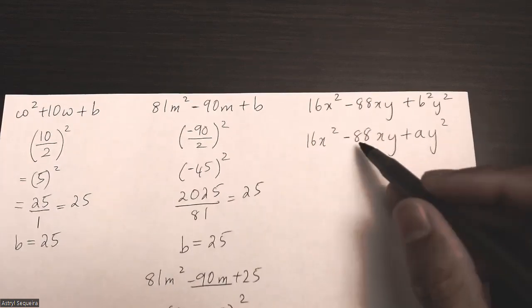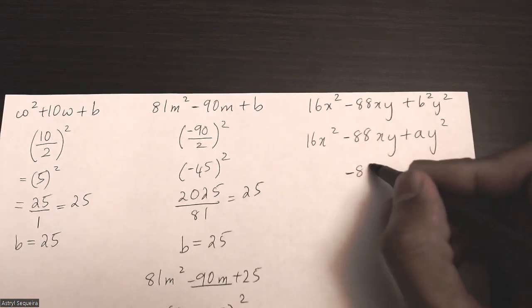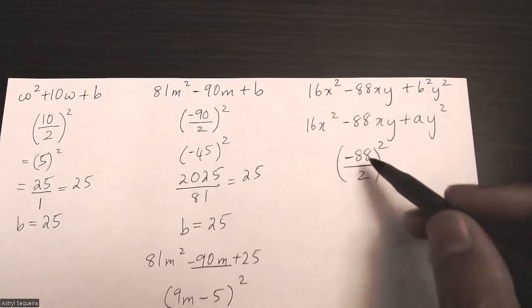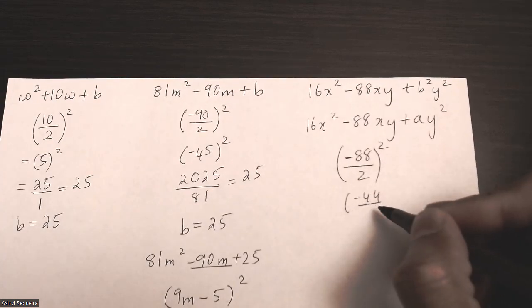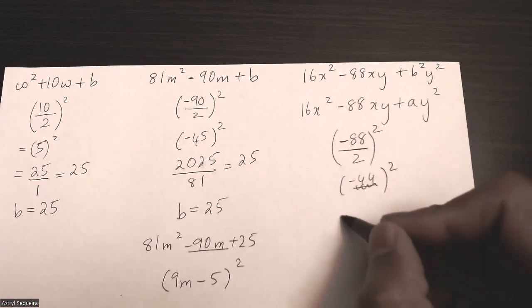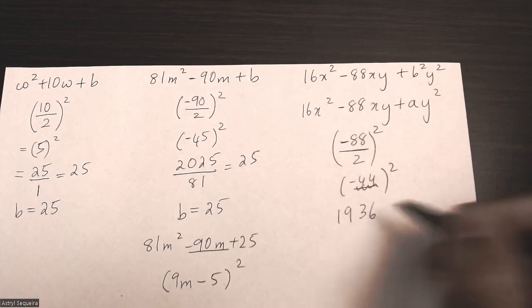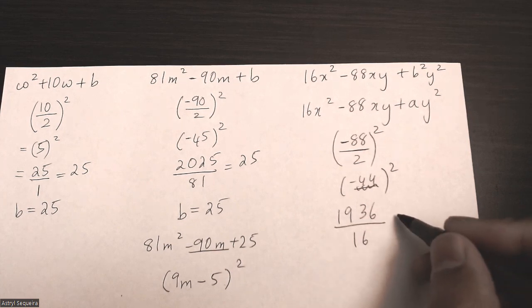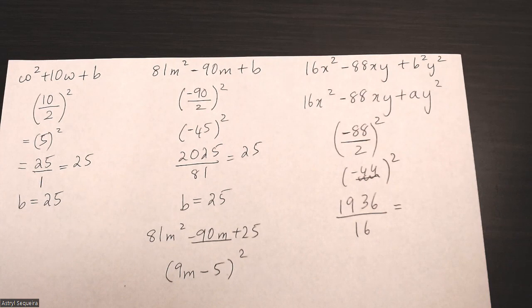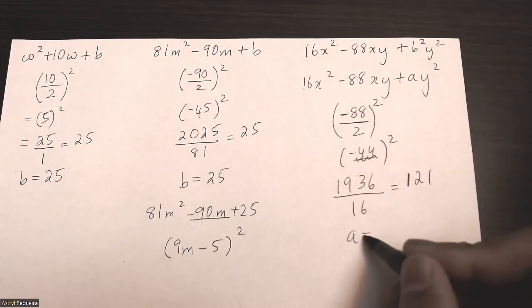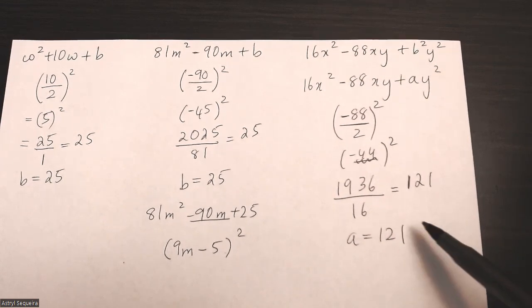So the methodology is exactly the same. I want to take the middle term, negative 88. I want to divide it by 2, and I want to square this. That's just negative 44 squared. I'll do this in my calculator again. 44 squared is 1936. Then I want to divide it by the number in the front, which is 16. And 1936 divided by 16 is just 121. So I know that a is going to equal 121 for a perfect square.